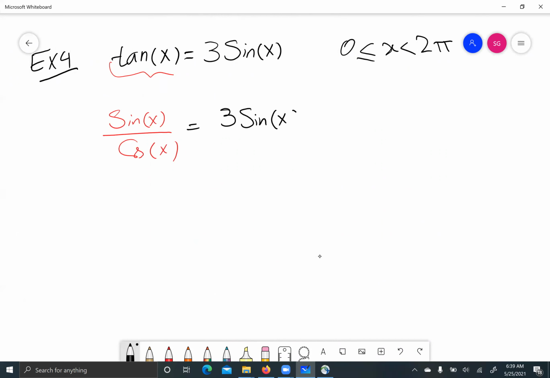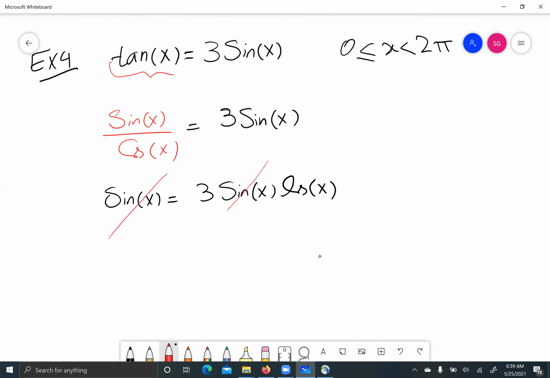So this is going to give me sine of x is 3 sine x cosine of x. Please pay attention that here I'm not going to cross these two sines. Don't do that. You know why? Because in fact, when we are crossing, we are dividing both sides, but we cannot do that. Why? Because whenever you do division, you should be sure that that factor is never 0. However, sine can be 0.